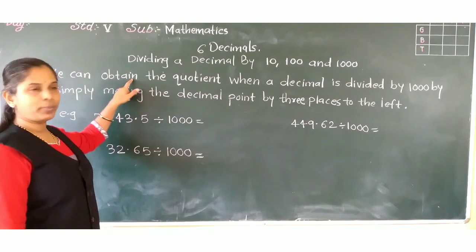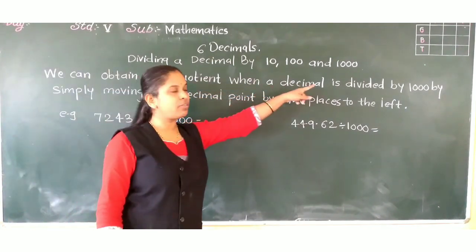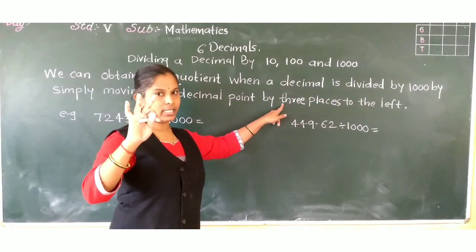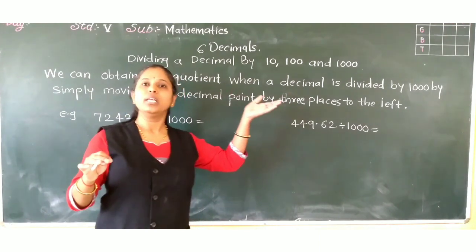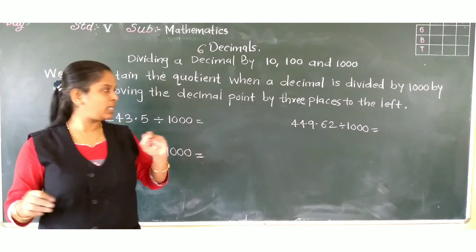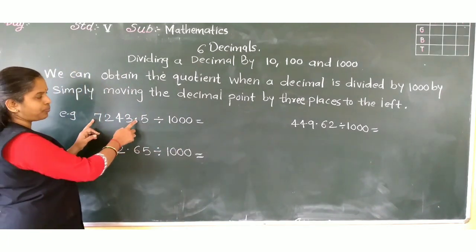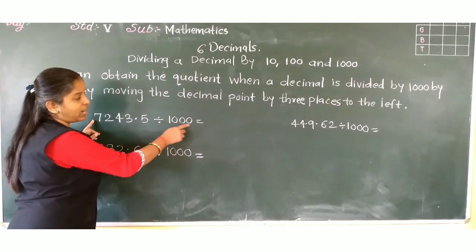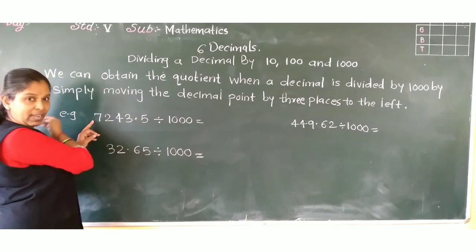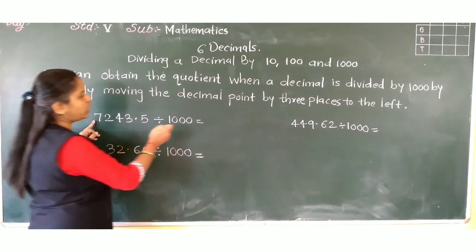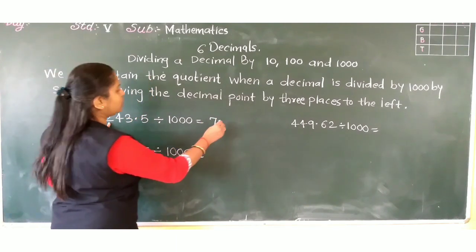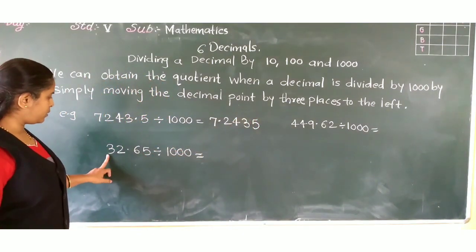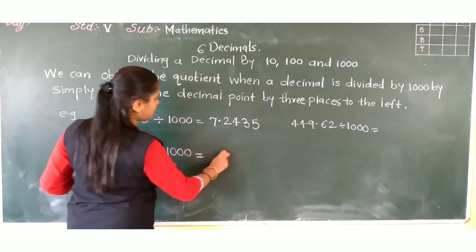Now see, when we divide the decimal by 1000, what do we have to do? See, we can obtain the quotient when a decimal is divided by 1000 by simply moving the decimal point by three places. Okay? If you are dividing by 1000, then we have to shift the decimal by three places. For example, see here. At first the decimal is here, no? So how many places do we have to shift now? We are dividing by 1000. So three places, to the left side. 1, 2, 3. So it will be 7.2435.